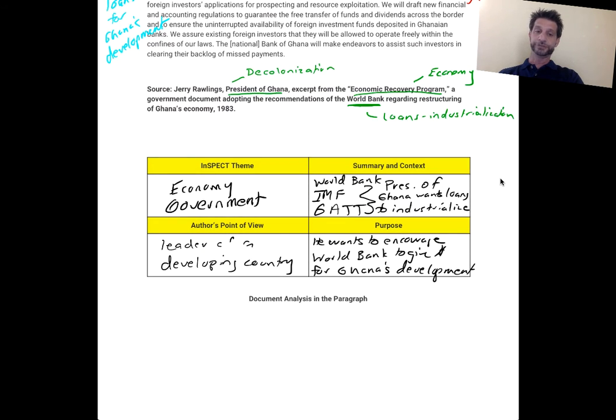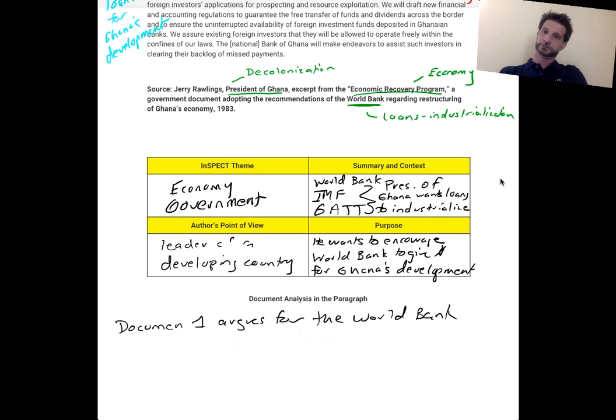Okay, now that I'm all done doing all those notes, now I can do my document analysis. And remember what we talked about with document analysis about what we want to do. We're going to start off by citing the document. So let's just imagine this is like document 1 in a DBQ, right? So I would say like, document 1 argues for the World Bank to give money, or even better, to give investment. There we go. I like that better.